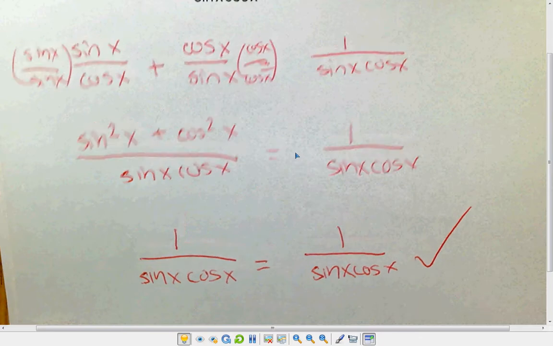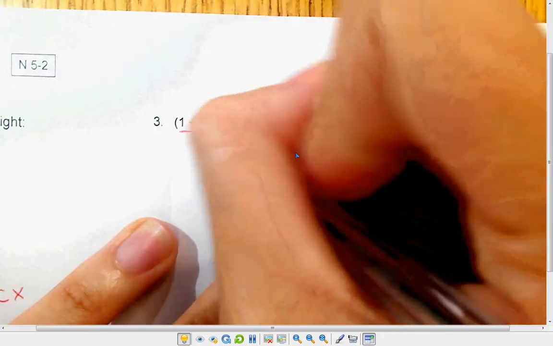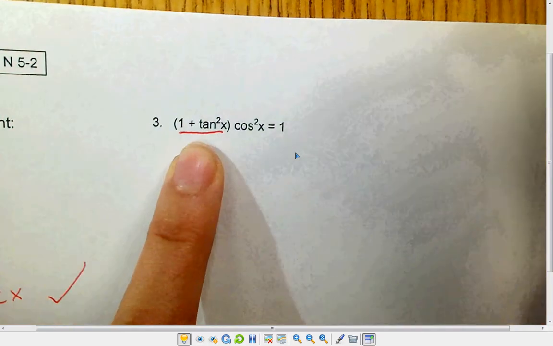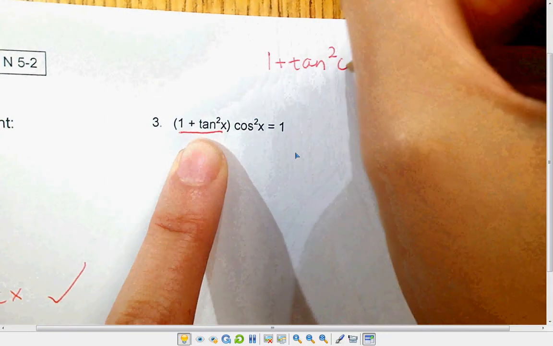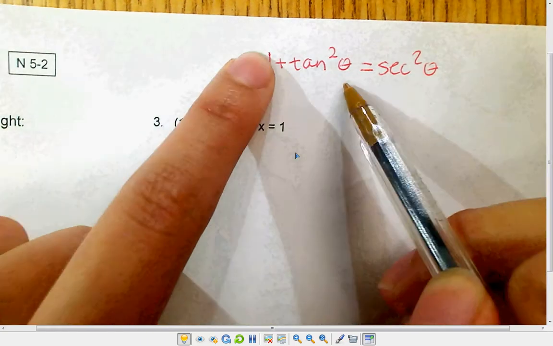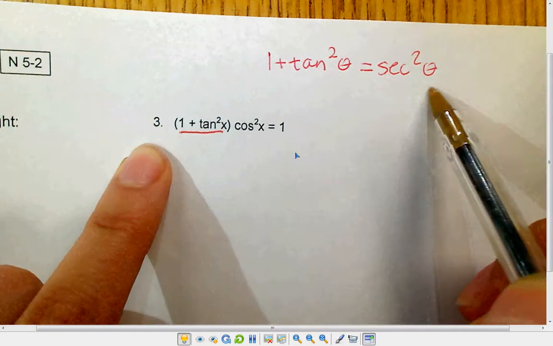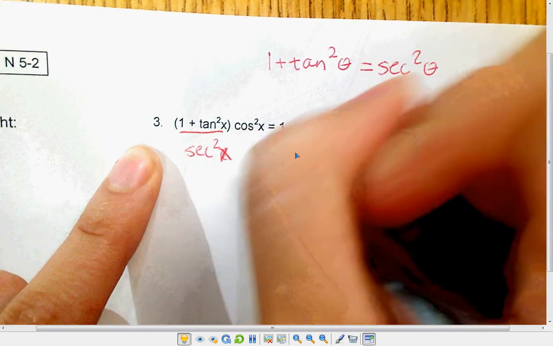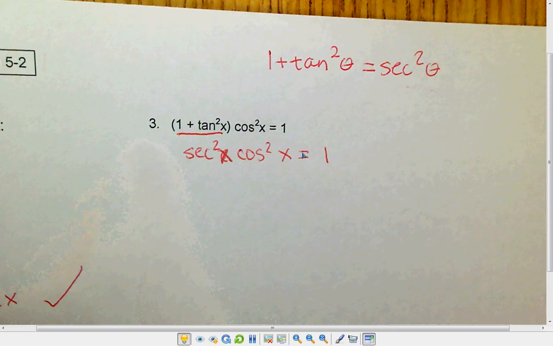Okay, let's move on to number 3. So from number 3, we have 1 plus tangent squared times cosine squared. So you should already notice that the 1 plus tangent squared, we're probably going to use a Pythagorean identity. The one that we have that has tangent squared is 1 plus tangent squared equals secant squared. So 1 plus tangent squared is already written here. So I can replace 1 plus tangent squared with the other side of my equation, which is secant squared. Secant squared x. I still have a cosine squared x. Right side is the same.